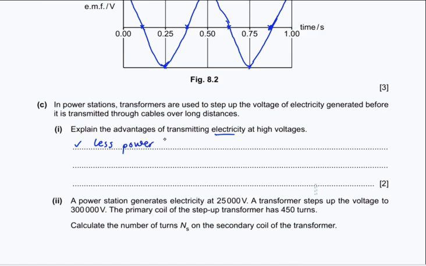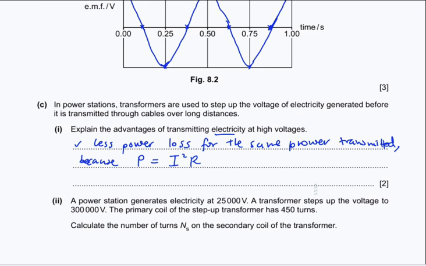Less power loss for the same power transmitted. That's the first thing that you need to highlight. Why is it like that? It's because of this guy. Because, maybe you can put a comma there and say because power is equal to current squared R. Okay, power is equal to current squared R.